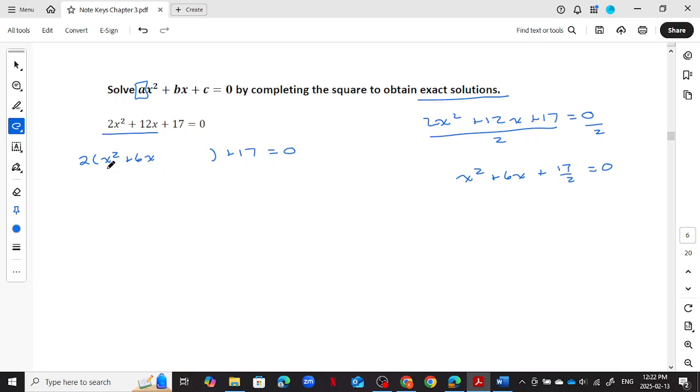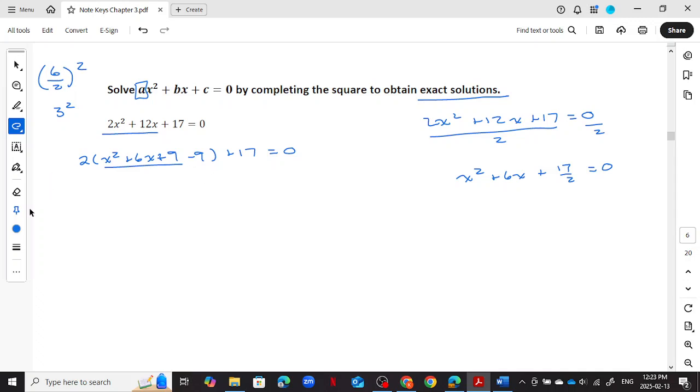But what we're going to do is we're going to now make this into a perfect square trinomial. So we're going to take half that middle term and we're going to square it. So half of 6 is 3, squared is 9. What we add, we also have to subtract so that we can keep our equation the same. Then that's steps 1, 2, and 3.